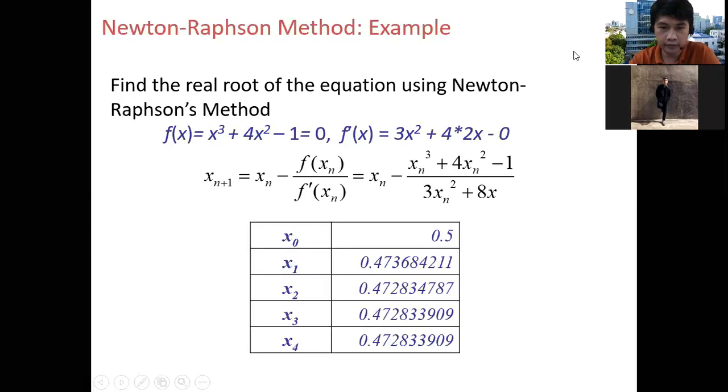So the answer, if you try to continue, is almost the same. After the fourth iteration, this will yield a value of 0.4728333909.